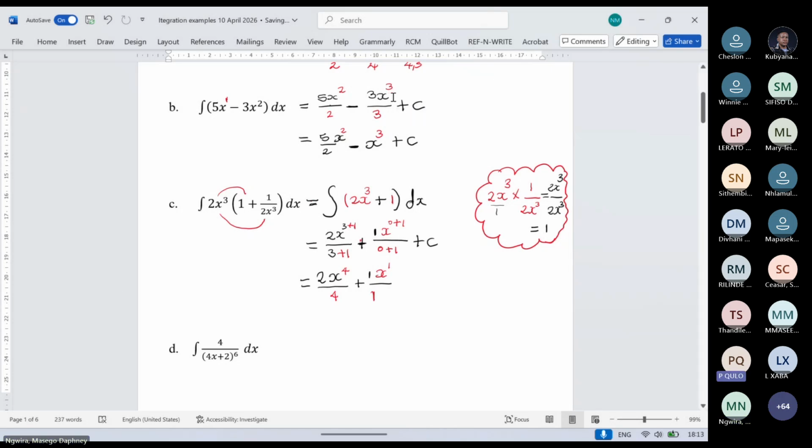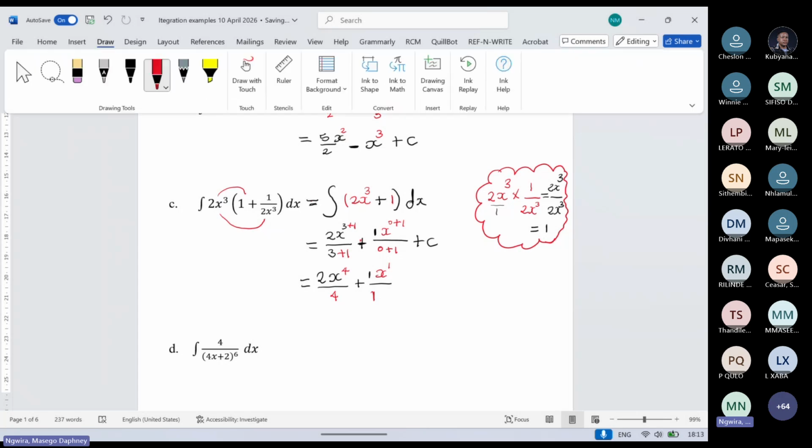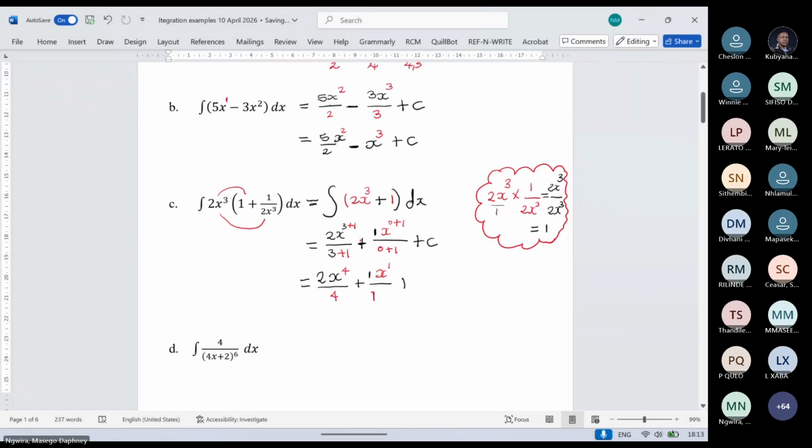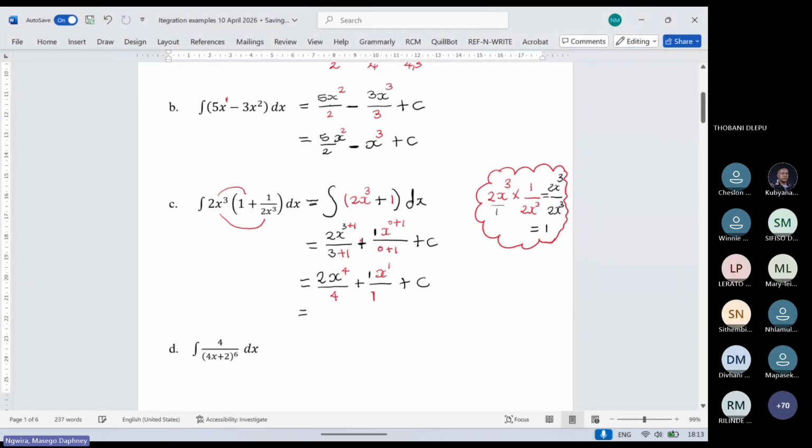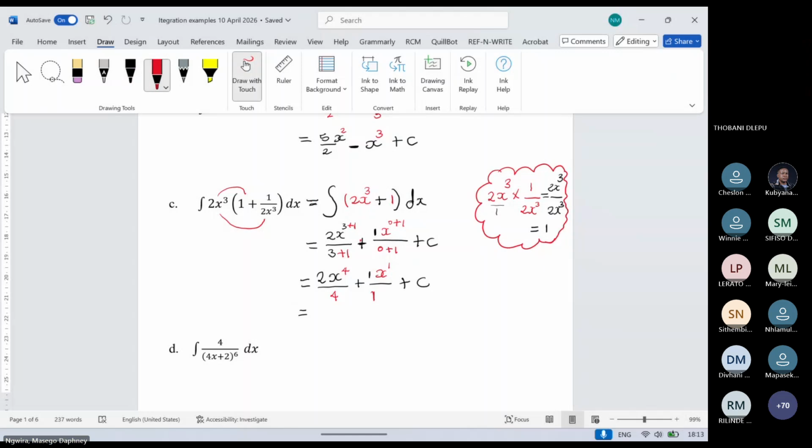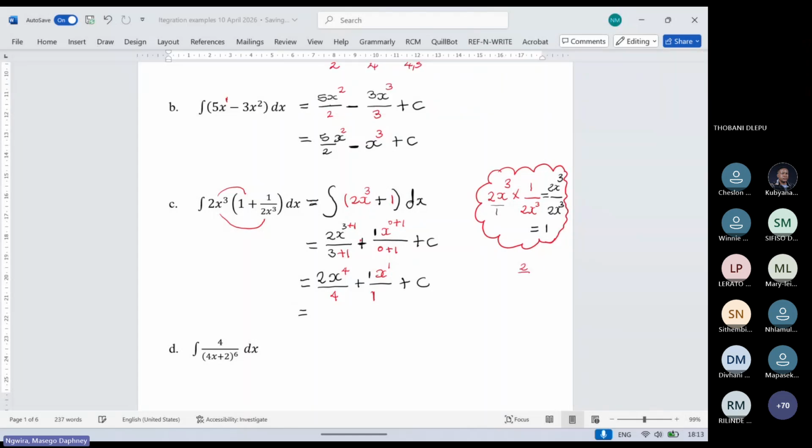All right. And then this is plus c. And then we know that now we divide numbers. 2 divided by 4 is going to be 1 over 2. If you take your calculator, you see 2 over 4 is 1 over 2. 2 over 4 is the same as 1 over 2.